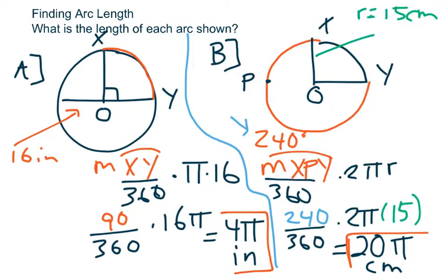So here we have 240 over 360 times 2 times pi times 15, which is the length of the radius. I forgot to write that in during the beginning. Multiplying everything through and dividing by 360 gives us 20 pi centimeters.